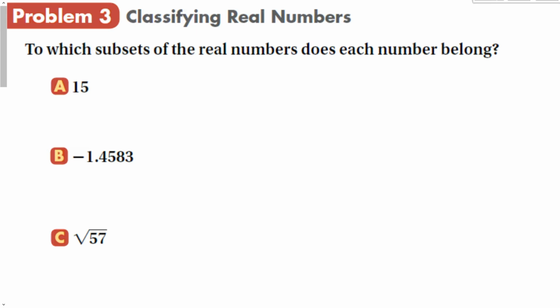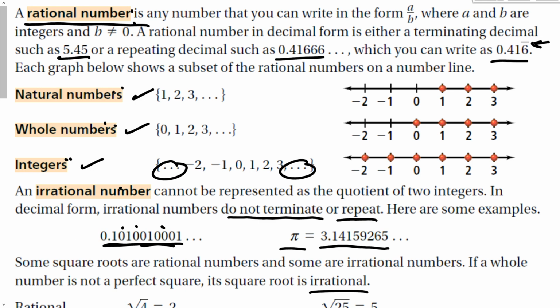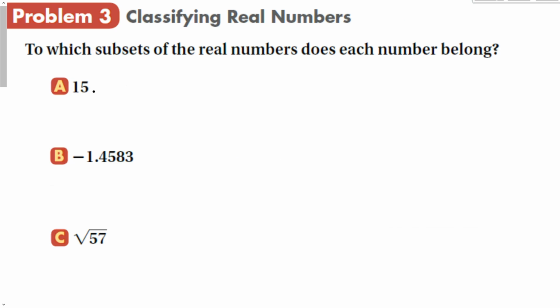So, to which subsets of real numbers does each number belong? So first, 15. Well, we have to think about it. What is 15? Well, it is part of this set because if we keep that going, it is a natural number. So 15 is natural. It is also a whole. It is also an integer.